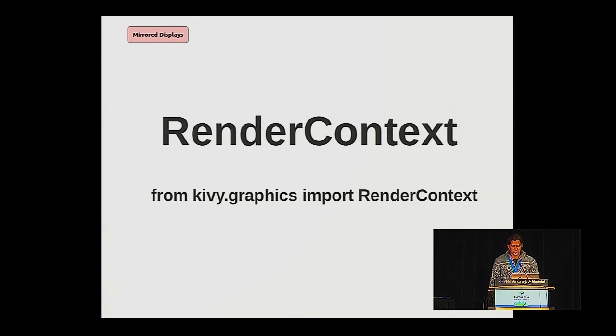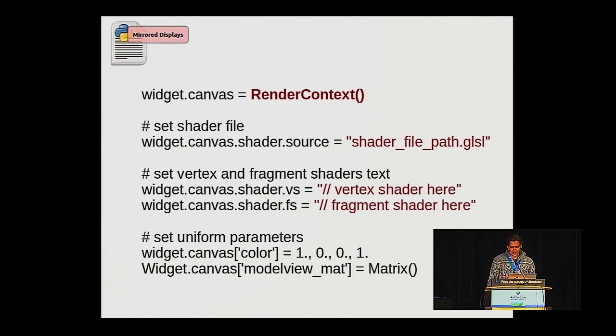So Kivy provides you the RenderContext class, which is a special canvas which may store all the variables, which may actually be the uniform variables for your shader. I hope that someone here knows what a shader is. Here's how it may be used.